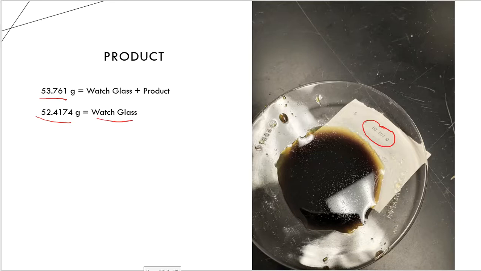So you can take those two numbers, figure out how much product we ended up with, and then use that to calculate percent yields when you calculate theory yield. Again, one of those questions that I'm taking for granted that maybe I shouldn't would be how to calculate theory yield, right? So how much do we actually end up with?